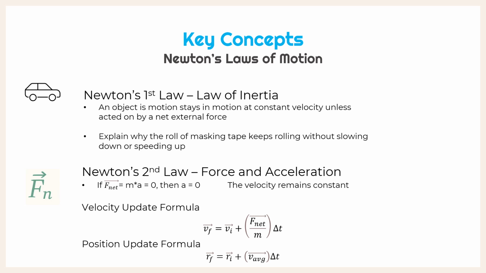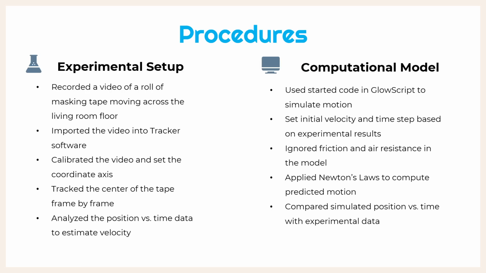Then, the position update equation. This shows us how the object's position changes each frame. It moves forward by velocity times time. I use this to update the tape's position in my simulation. In this lab, the system is the masking tape roll. The surroundings include the floor, air, and any force acting on it, like friction or gravity.